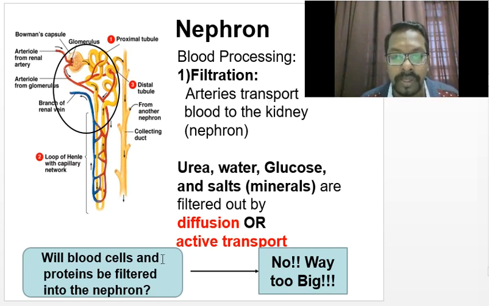Now, will blood cells and proteins be filtered in the nephron? No, because they are too big. Nephrons are tiny. Okay, proximal tubule, distal tubule, and then we have loop of Henle, and then we have glomerulus, and outside of it is Bowman's capsule. Okay, this is our filtration part.